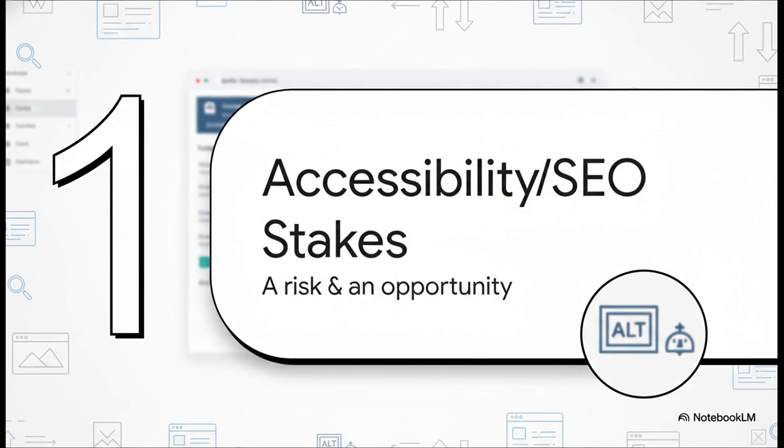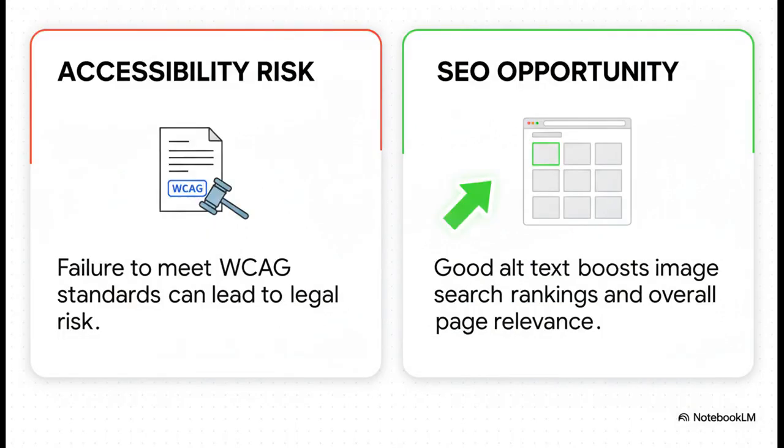Okay, let's get right into the real-world consequences here, because this isn't just some small technical thing you can ignore. Bad alt text is a serious risk, but it's also a massive missed opportunity for growth. There are really two sides to this coin. On one hand, you've got a pretty big accessibility risk. You see, web accessibility standards aren't just suggestions anymore. In a lot of places, they're the law. So there's a real legal risk there.